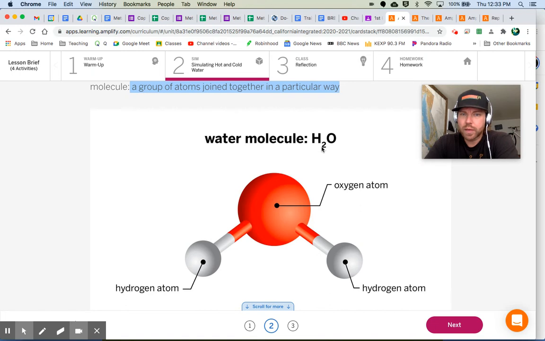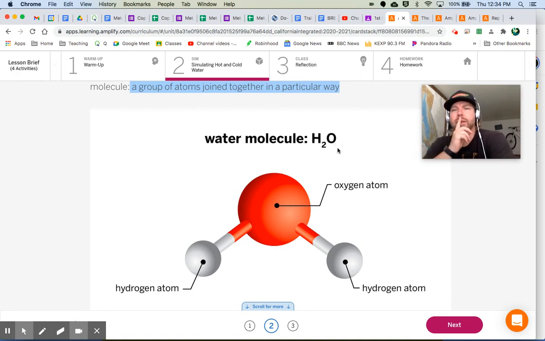The 2 lets us know that there's 2 hydrogen atoms in this molecule. And the O stands for oxygen. Now, there's only 1 oxygen atom in this water molecule, but you don't need to write a 1. It's just understood that there's only 1.